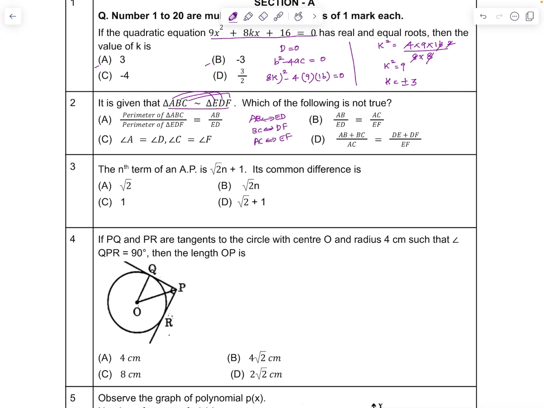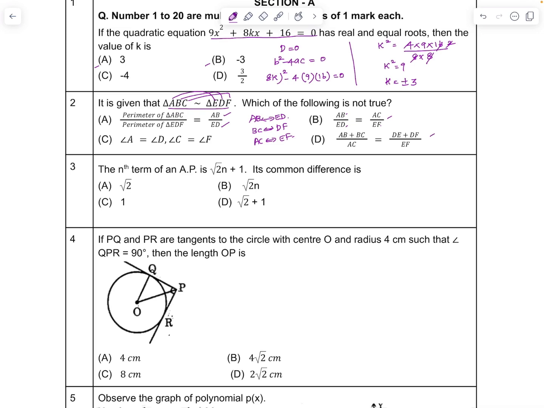Coming to option A, perimeter of triangle ABC upon perimeter of triangle EDF is equal to AB by ED. For AB, the corresponding side is ED. So the first one is true. Then option B, AB upon ED. For AB, ED is the corresponding side. Same way on the right side we have AC upon EF. For AC, EF is a corresponding side. So this is also true.